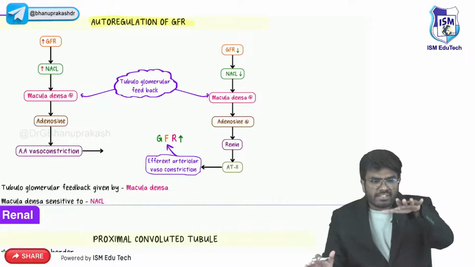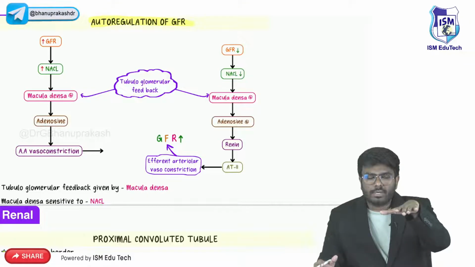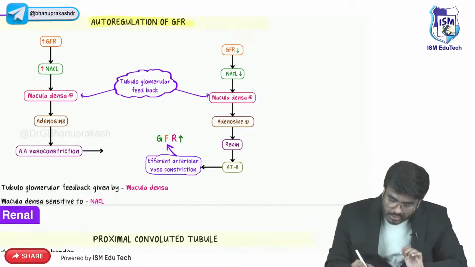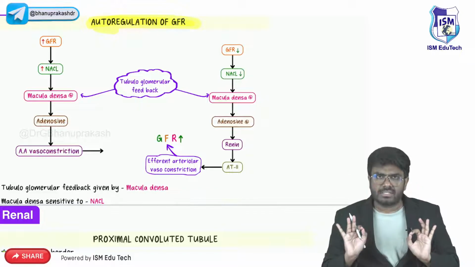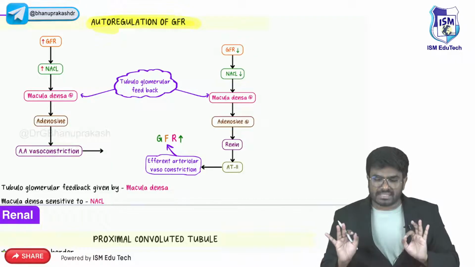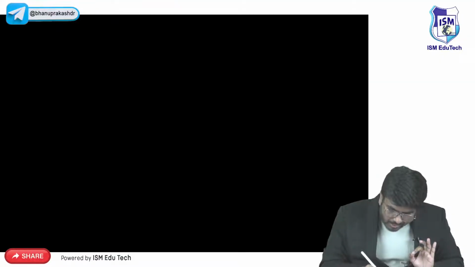For example, if GFR is falling, they will bring the GFR back to normal. If the GFR is increasing, they will bring it down to normal. This is called auto-regulation of the GFR. And an MCQ: this auto-regulation of the GFR is done with the help of cells called macula densa.